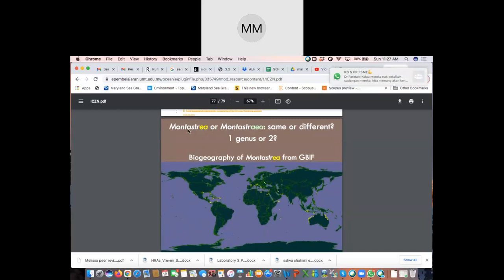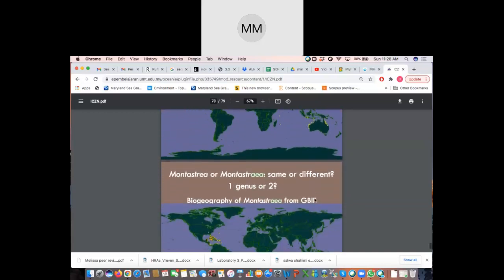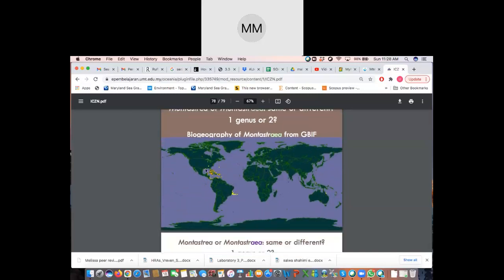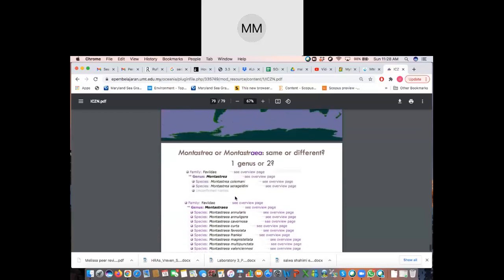Because of the spelling difference, is it in reference to the same thing, or is it now a different thing? Do you have one genus or two genera? According to GBIF, this is the biogeography of Montastraea, spelled with the double E, and its distribution. It has a tropical to a bit of subtropical distribution. But if it's Montastrea, it seems to be very endemic towards this region, the Caribbean and a little bit, of course, of Brazil.